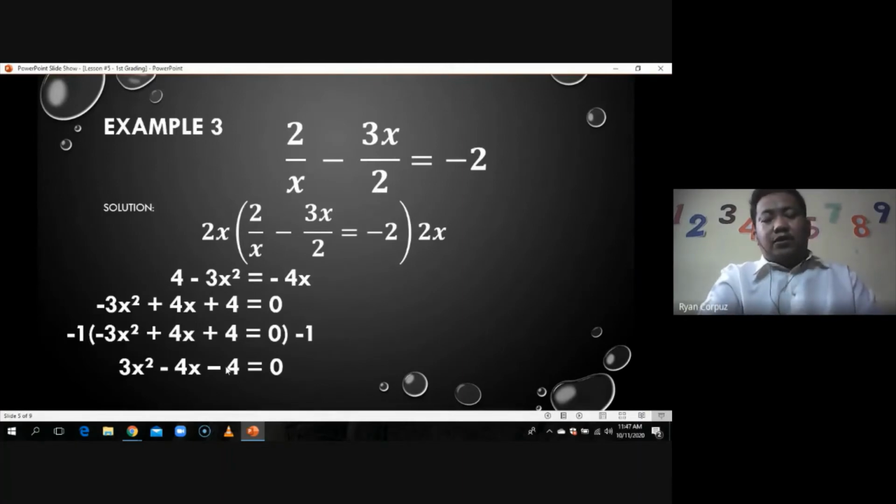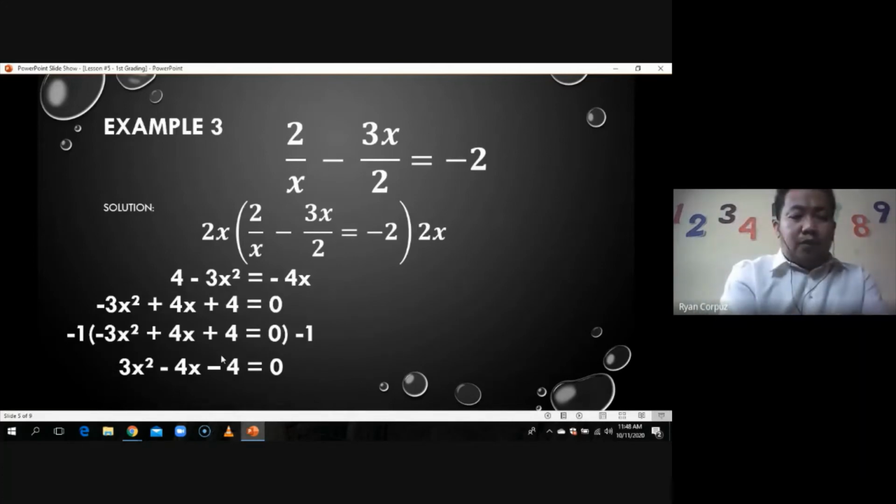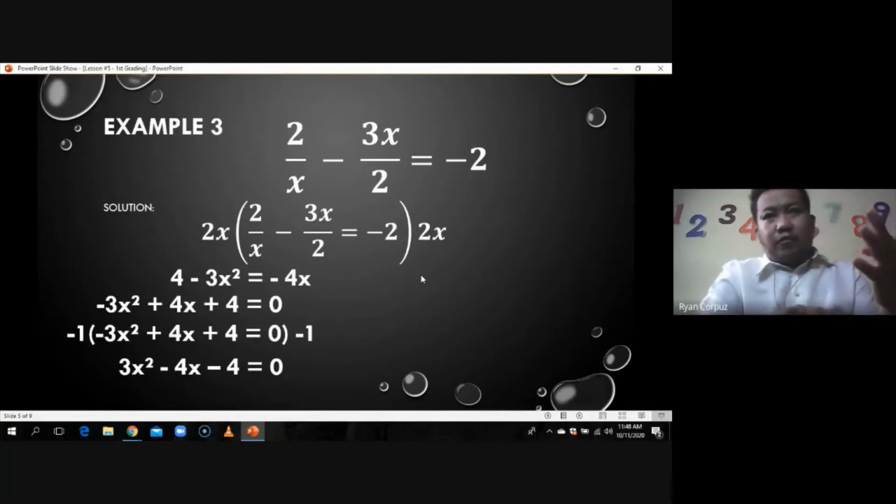Maghanap tayo ng factors ng 12. Ano ba mga factors ng 12? That would be 12 times 1, 6 times 2, 4 times 3. So since negative yung 4 here, that should be negative 12. So ibig sabihin, yung product of AC ay negative 12, ibig sabihin, isa sa mga factors of 12 na binigay natin ay negative. Isa doon dapat ay negative.